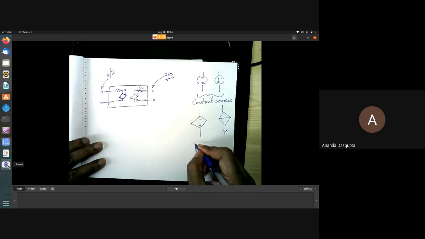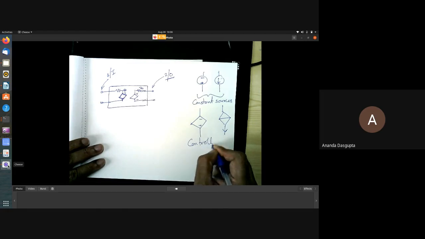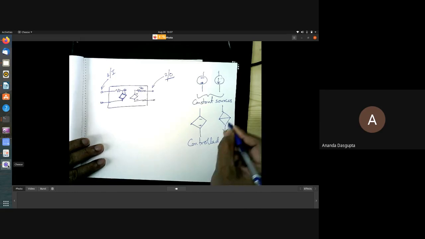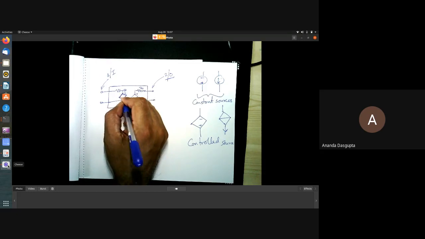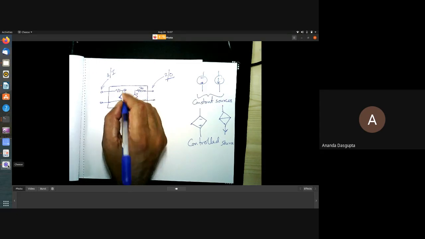So the one on the left here is a controlled voltage source. And the one on the right is a controlled current source. Because I was not paying much attention to the software that was used to create those presentations, I messed that up a bit. Lecture 3 has those symbols wrong. Anyway, be that as it may, it should be easy to understand what's being talked about.